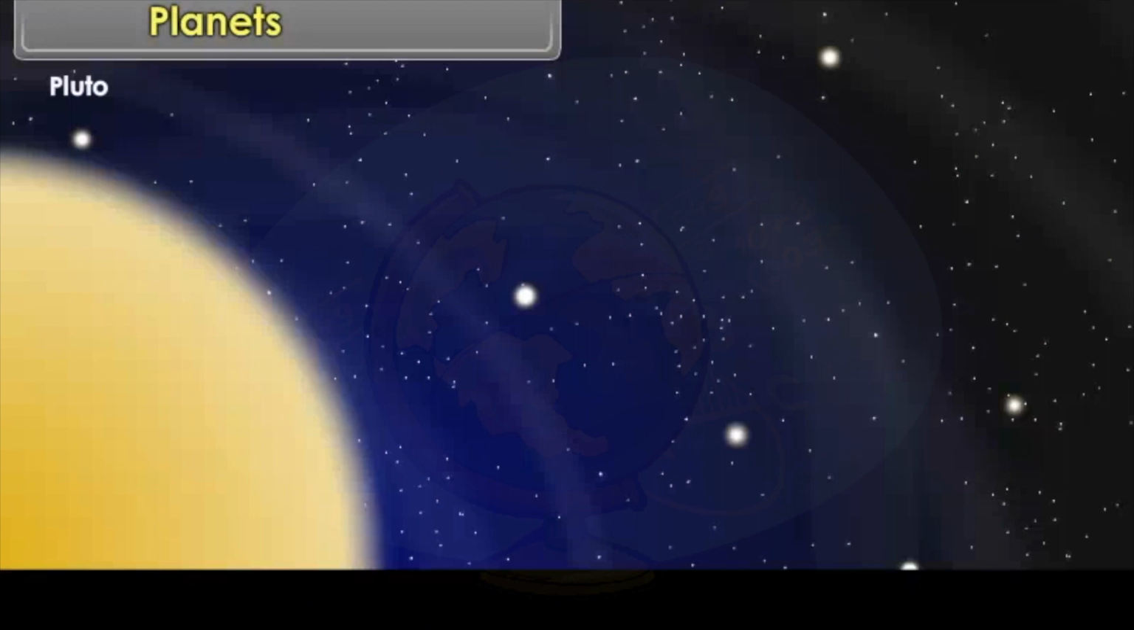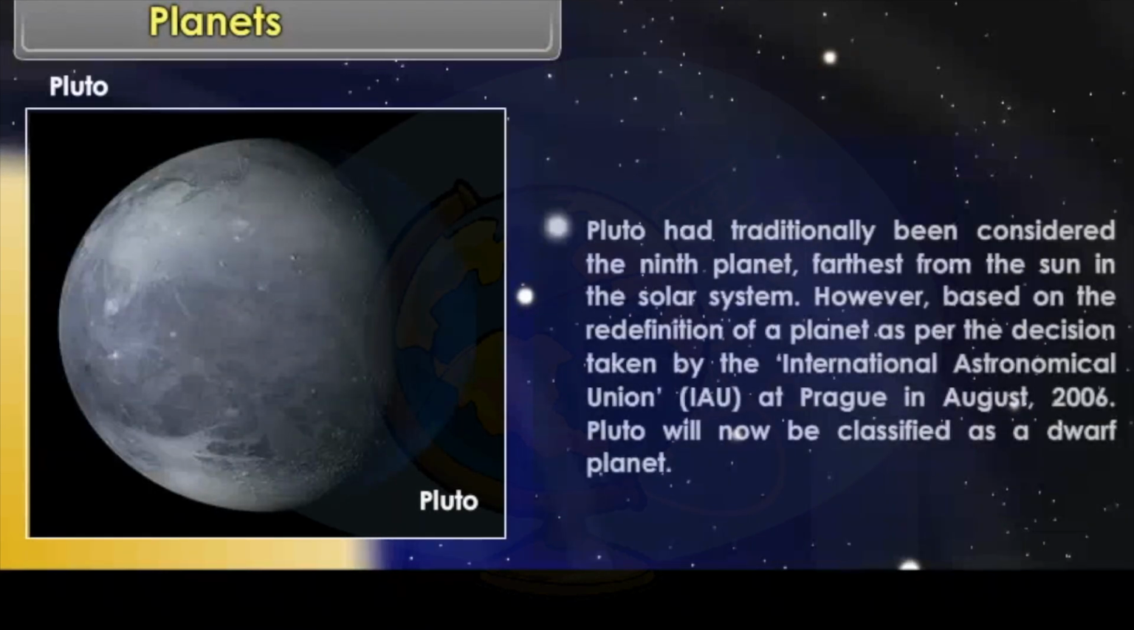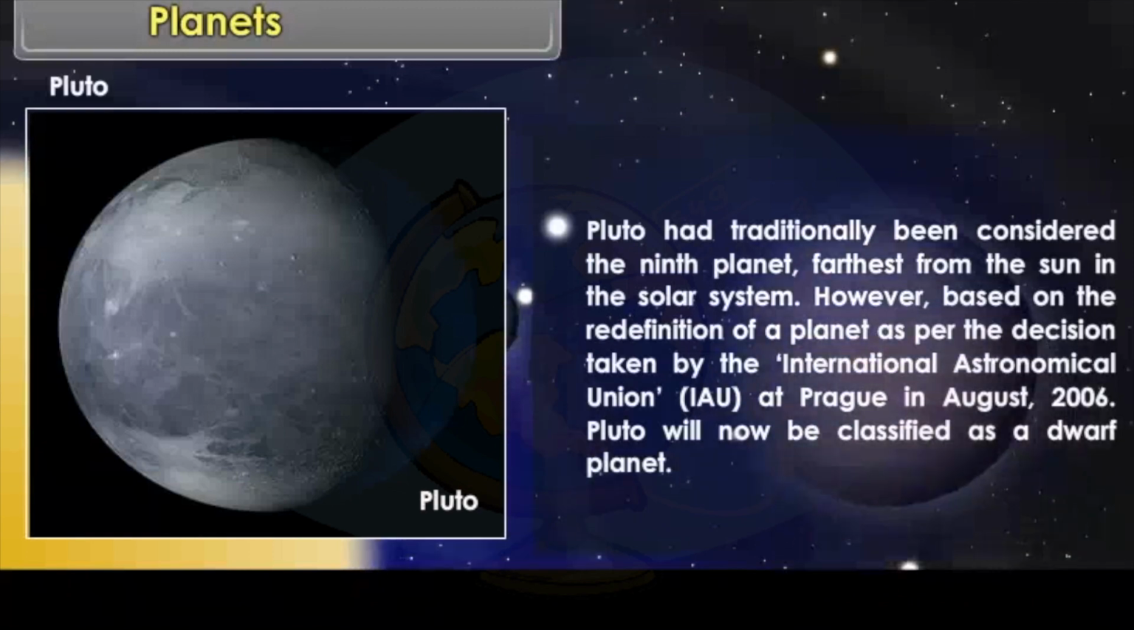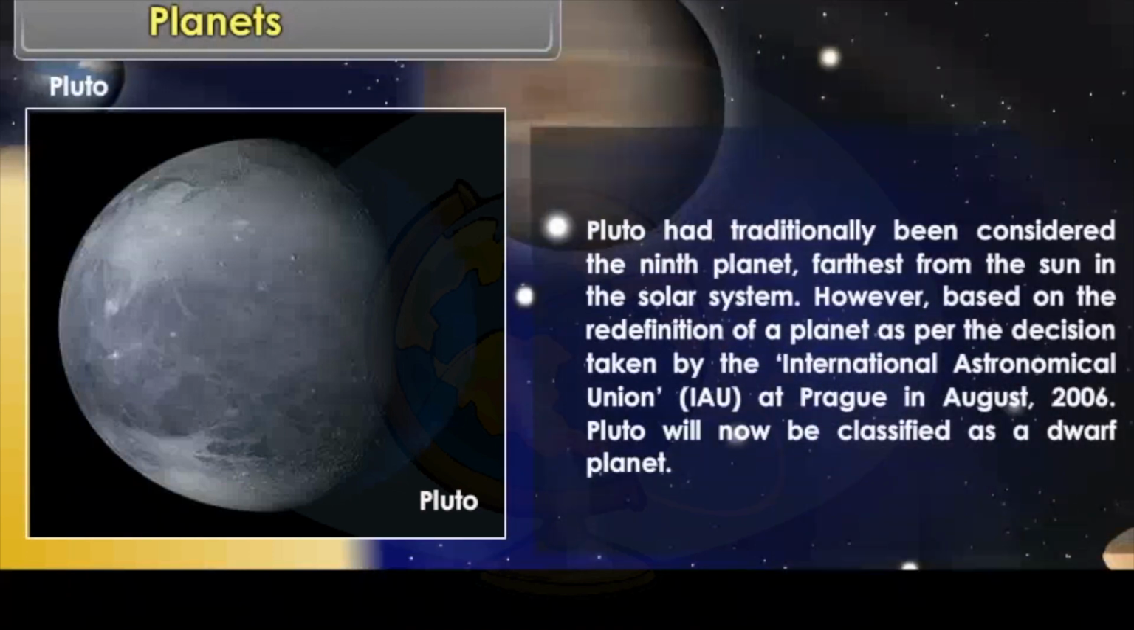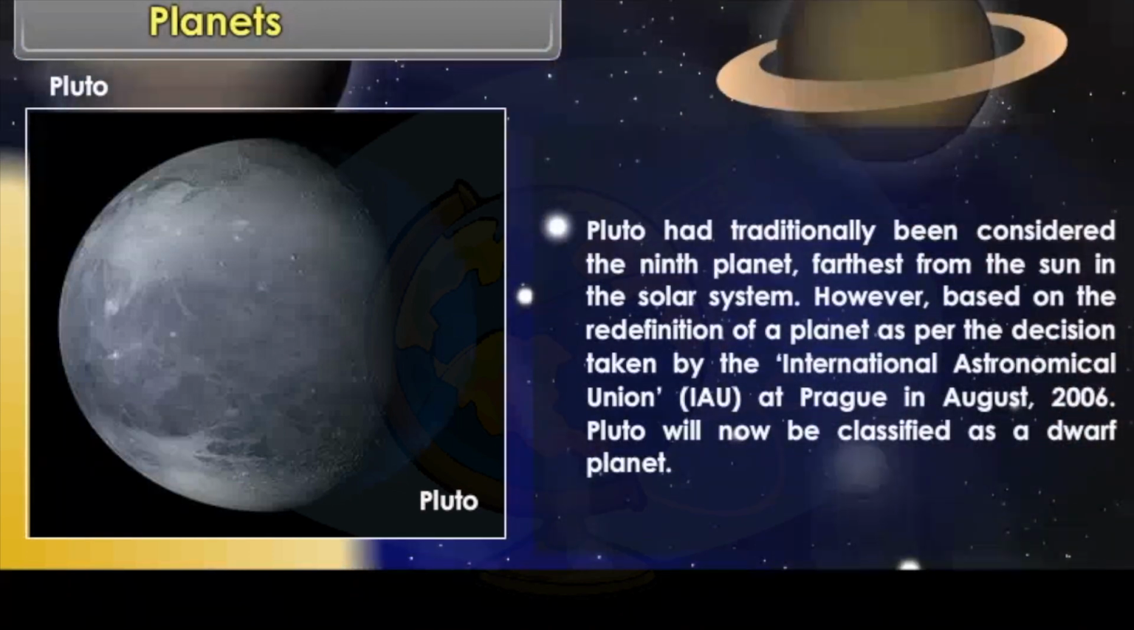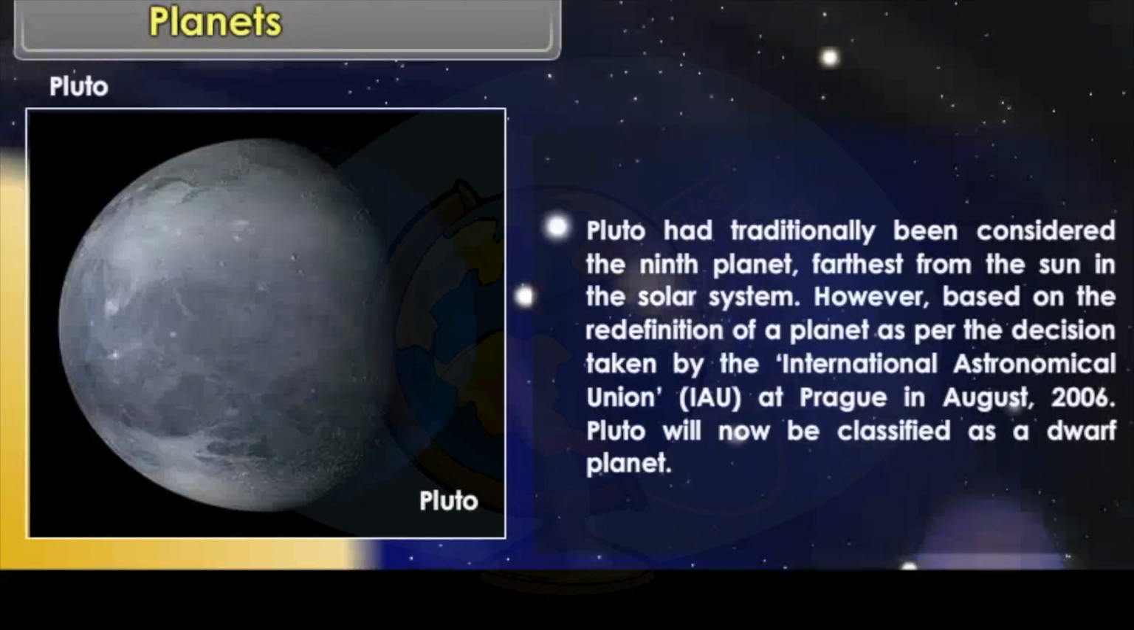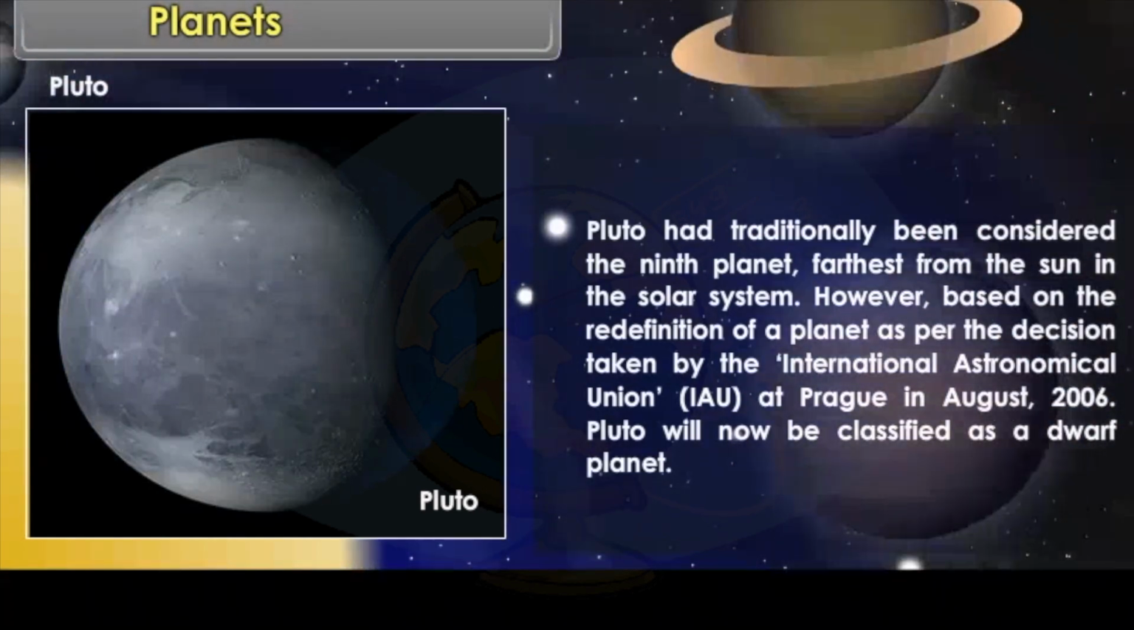Pluto. Pluto had traditionally been considered the 9th planet, farthest from the Sun in the solar system. However, based on the redefinition of a planet, as per the decision taken by the International Astronomical Union (IAU) at Prague in August 2006, Pluto will now be classified as a dwarf planet.